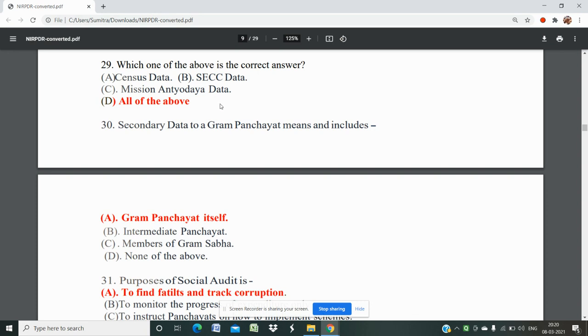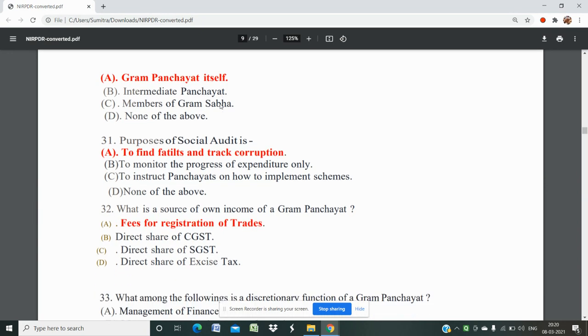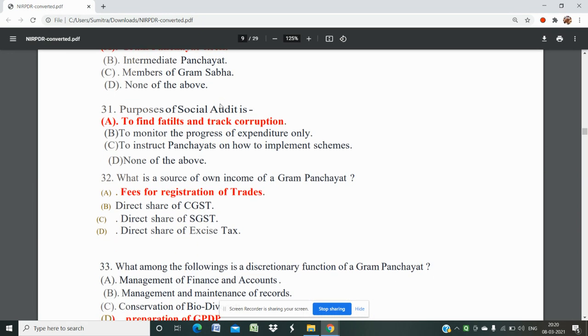Like the secondary data to a gram panchayat means including the gram panchayat itself, intermediate gram panchayat, members of the gram panchayat, and none of the above. Yes, the purpose of social audit. What do you mean by audit? Yes, we all have heard of the financial audit, CAG audit, Comptroller and Auditor General, but social audit is a very new and coming concept and process of audit to just track corruption at the grassroots level.